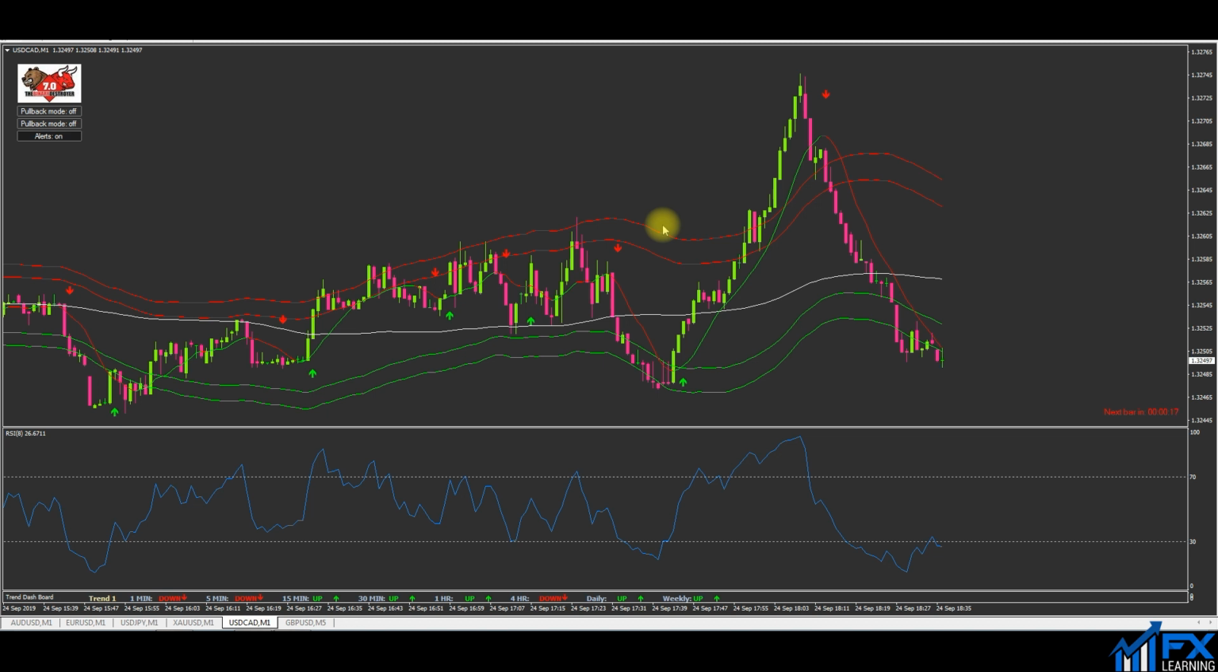So yes, everything you see on your charts is going to change, but the two things that we are happy with is the zones and the moving average.